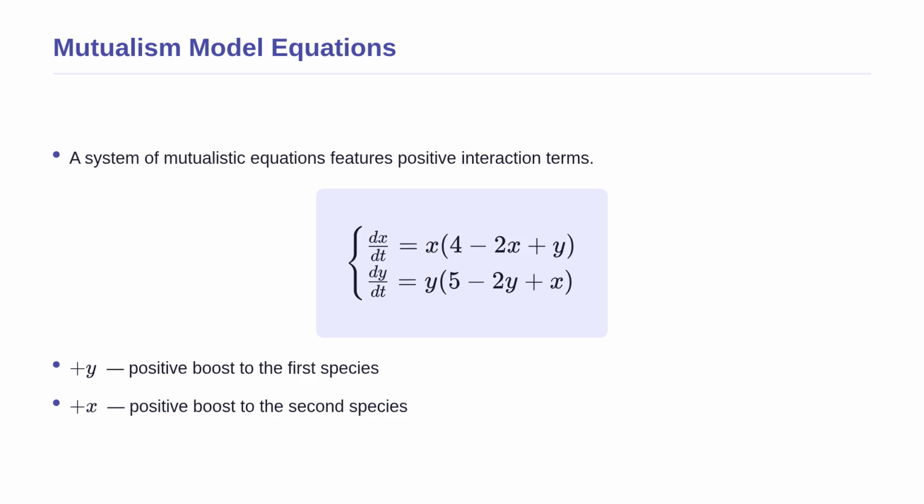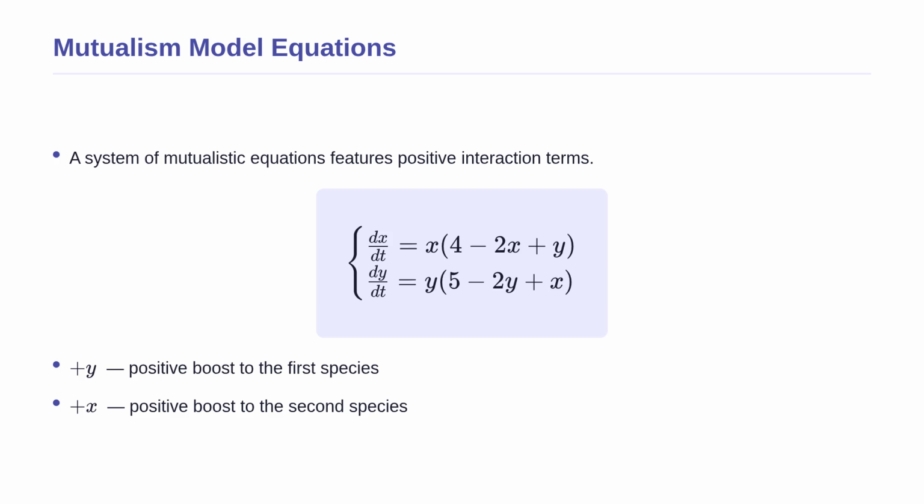Here is a specific system of mutualistic equations. Conceptually, this comes from the same logistic growth foundation, but notice the signs inside the parentheses. Instead of a minus sign for the interaction, we have a plus y in the first equation and a plus x in the second. Let us explain these terms.